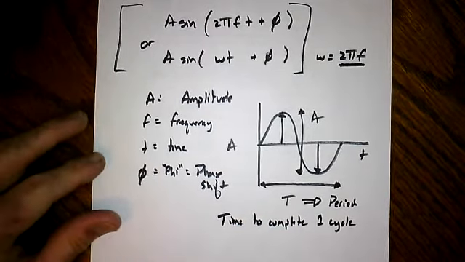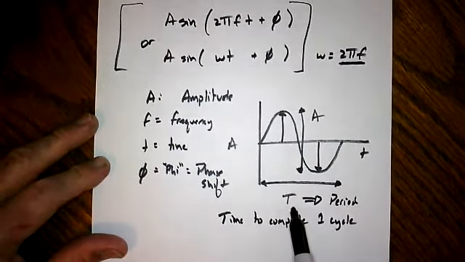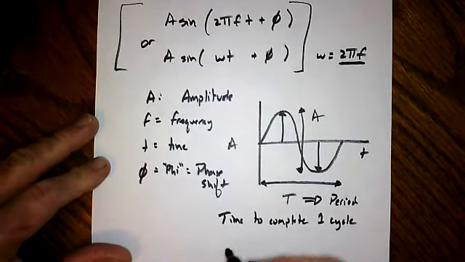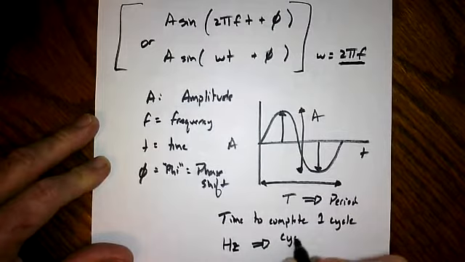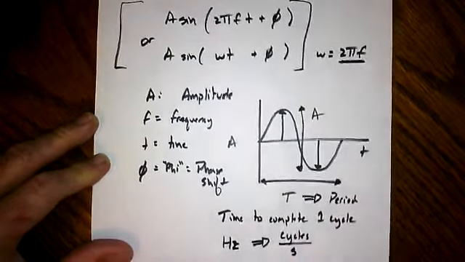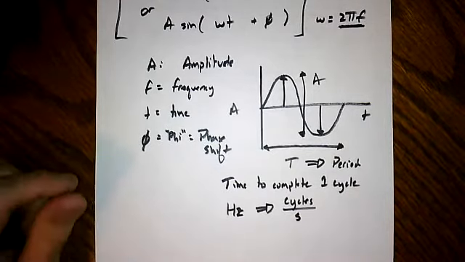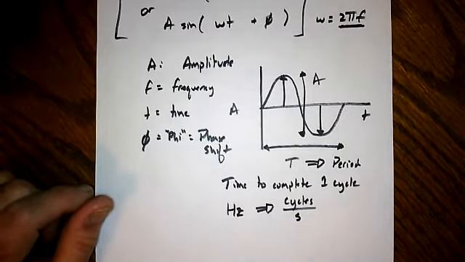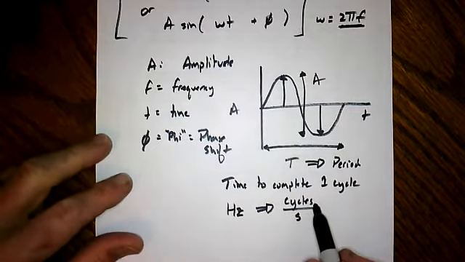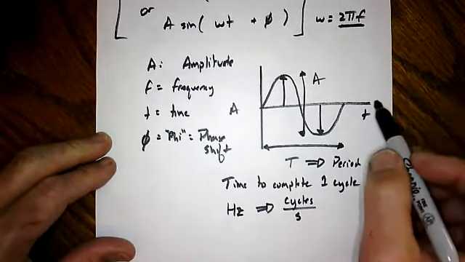All right, so now we can use T to get frequency, and frequency in hertz is always cycles per second. Okay, that's what a hertz is. 1 cycle per 1 second is 1 hertz.